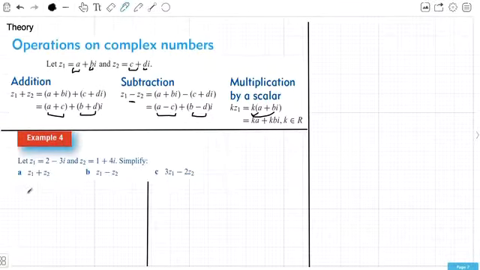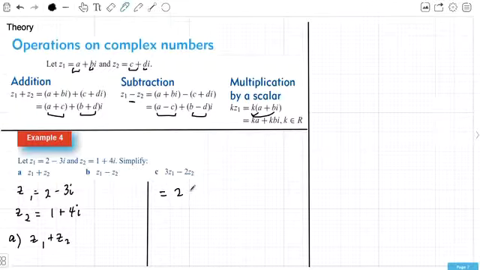So let's have a look at this example. We've got z1 equals 2 minus 3i. So that's our first complex number, and z2 equals 1 plus 4i. It's always a good idea just to write them down so you can see them. So for a, we're going to look at z1 plus z2. So what we need to do here is just write down your complex numbers. There's z1 plus z2.